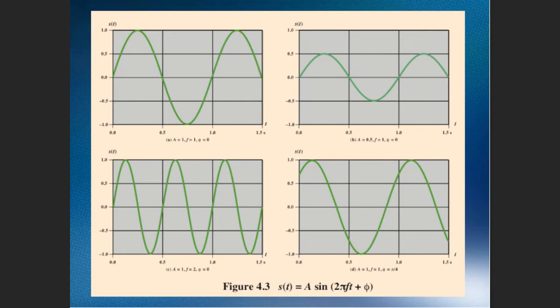What about here? What is the amplitude? 1. Very good. What is the period? 1. And the frequency is 1 over p, which is 1. Very good.